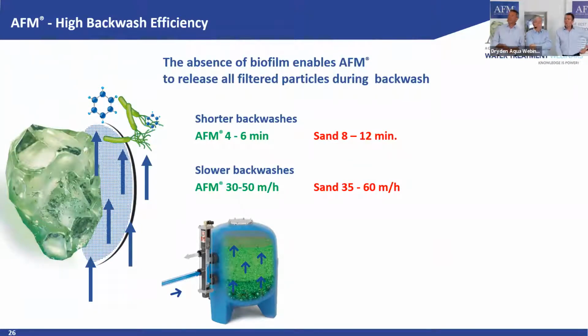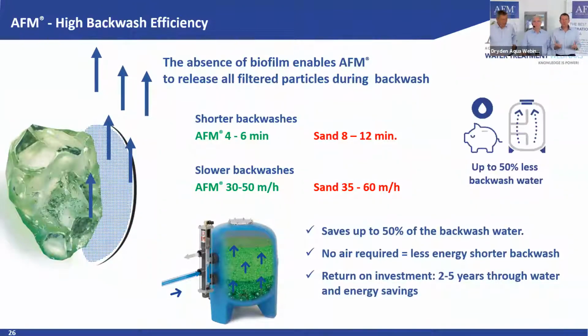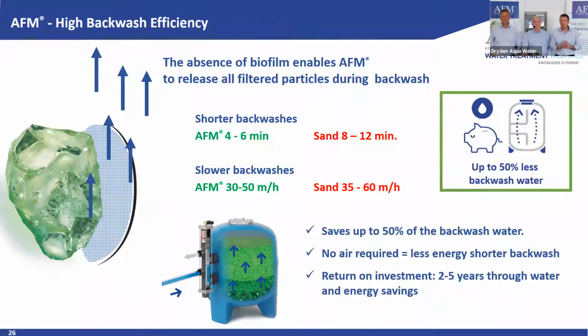So we mentioned the absence of biofilm in AFM. That's why you can run an AFM filter at a slower backwash, 30 to 50 meters per hour. Sand in comparison, you would have to run at 35 to 60 meters per hour because you have that higher backwash velocity. Because you don't have biofilm, you can also shorten the backwash of AFM to 4 to 6 minutes, whereas with sand, you are at 8 to 12 minutes. So as a result, you will save a significant amount of backwash water.